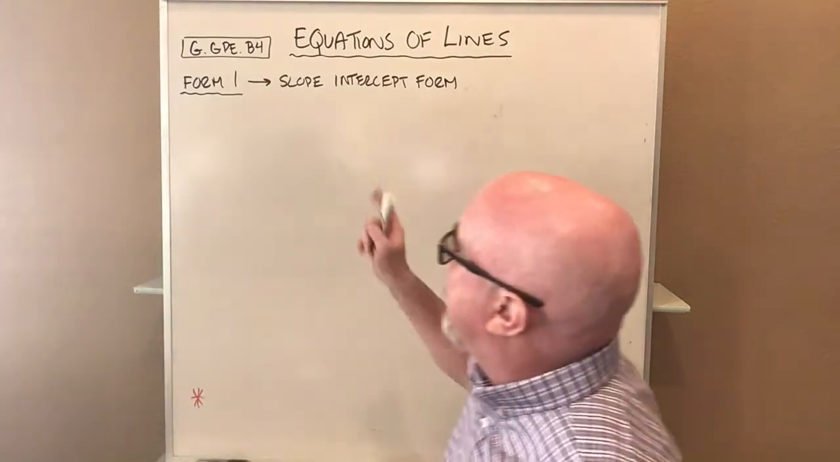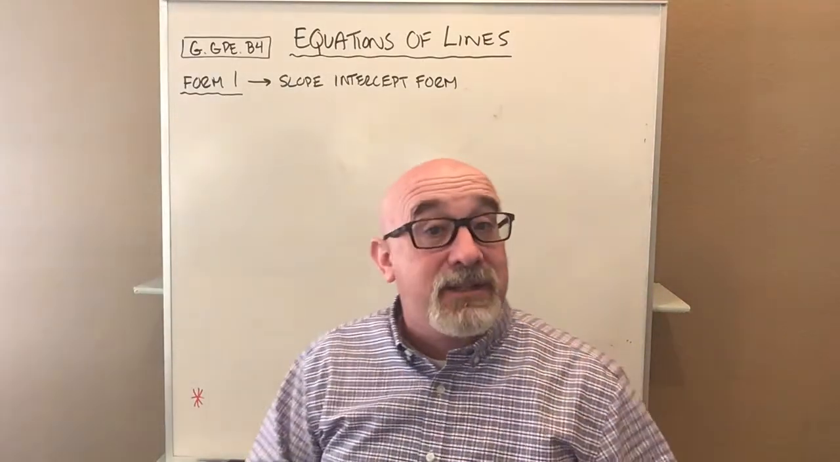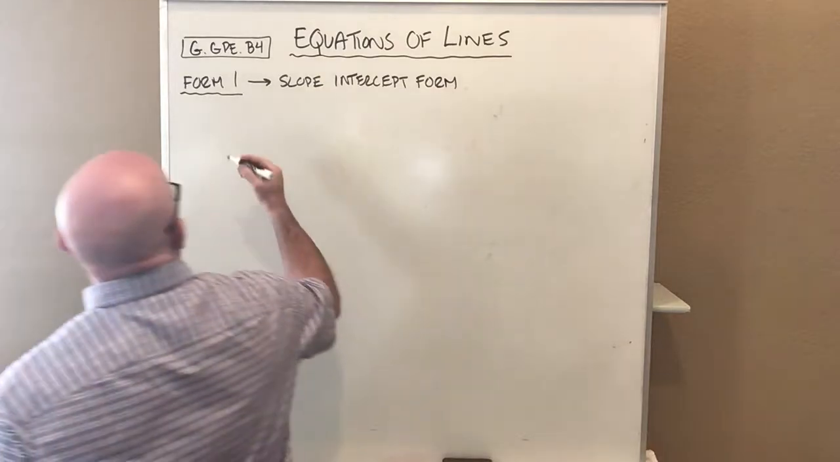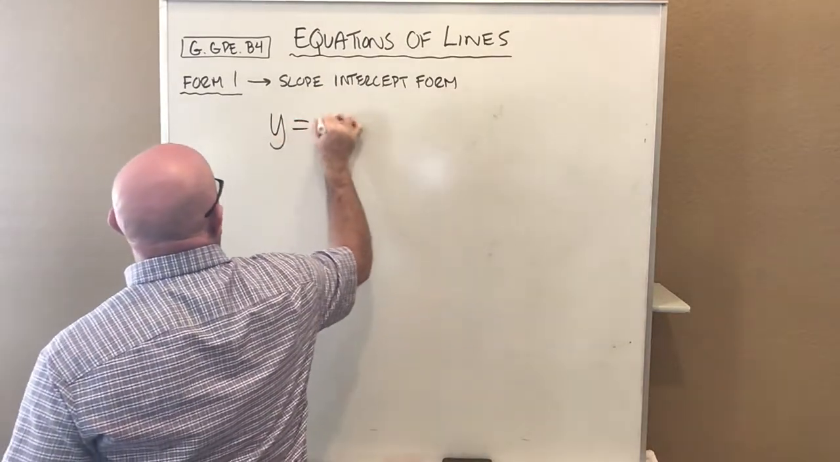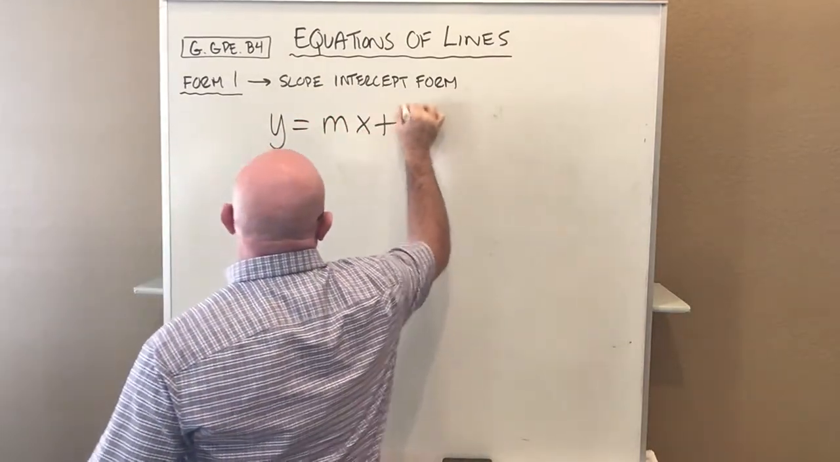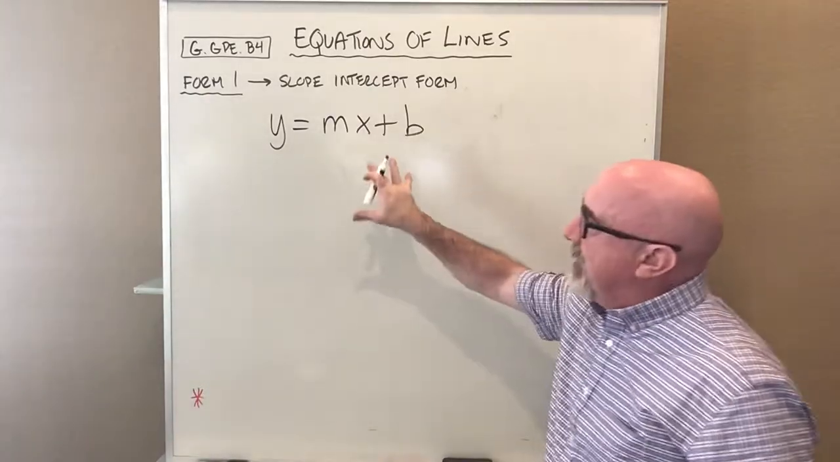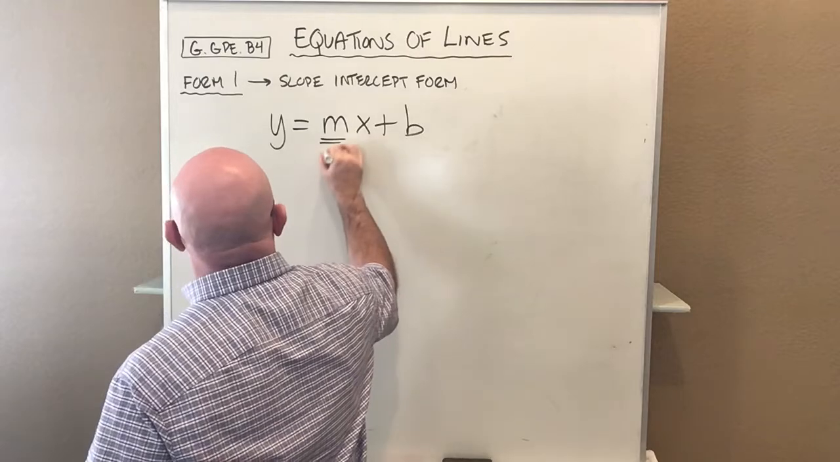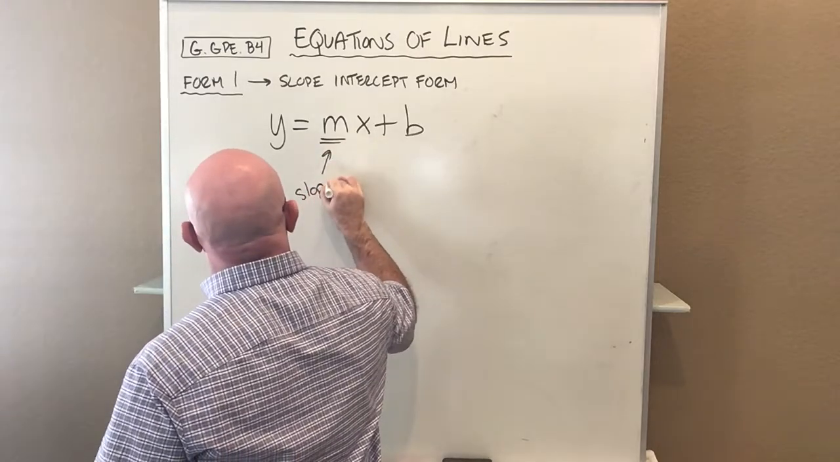The first one is the slope-intercept form, and that's the one that you're going to be most used to, I think, from Algebra 1. Its format looks like this: y equals mx plus b. Let me explain the guts of this thing a little bit. M represents our slope.